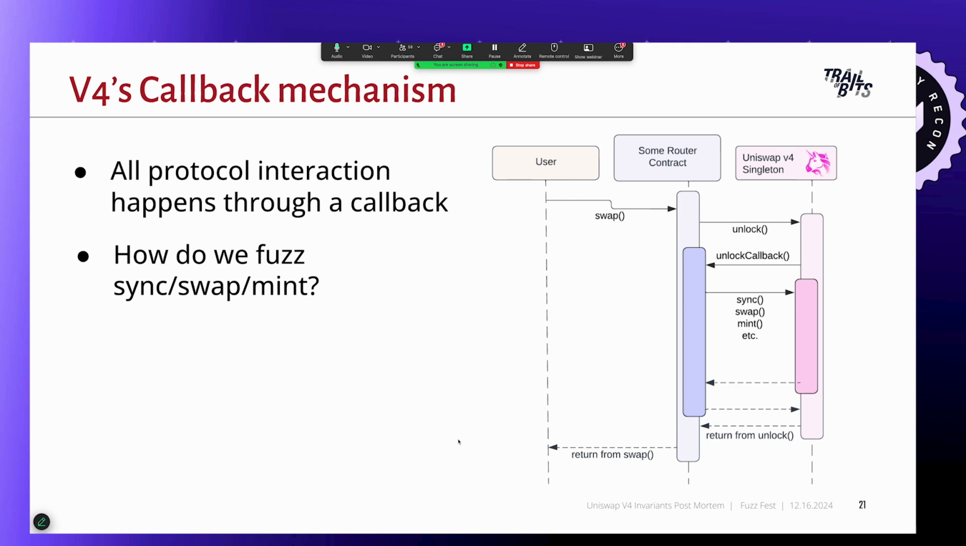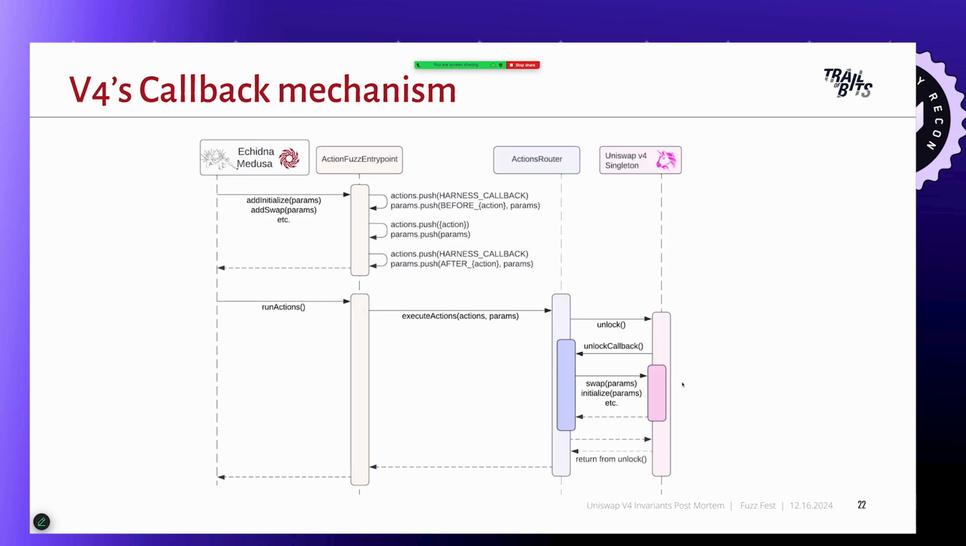But this provides some very big challenges for fuzzing, because normally when we're doing fuzzing, we don't want to just call this high level swap. We want to be able to call all these little functions that Uniswap implements: the sync, the swap, the mint, the modify liquidity. And so we ran into this problem where there isn't actually a way for the fuzzer to directly access these, because they all have to happen in this callback. And there's no way to pause the fuzzing execution to do these things in the callback.